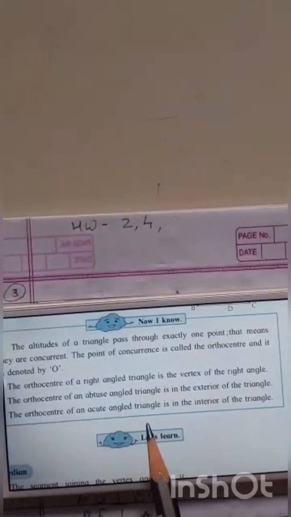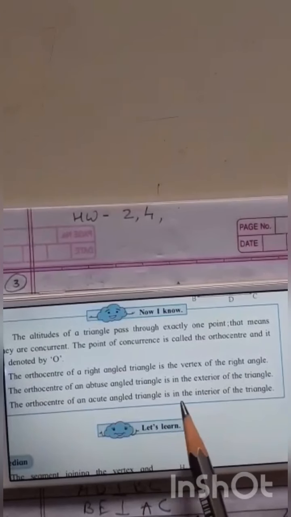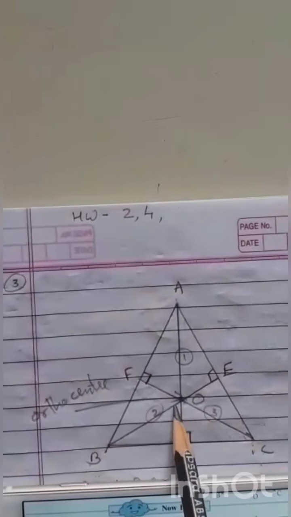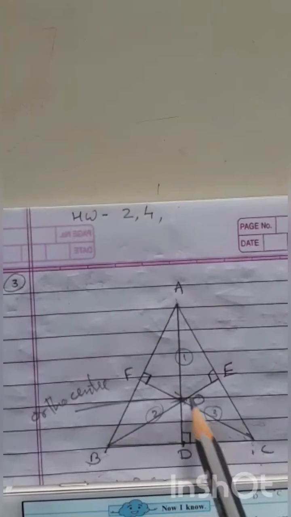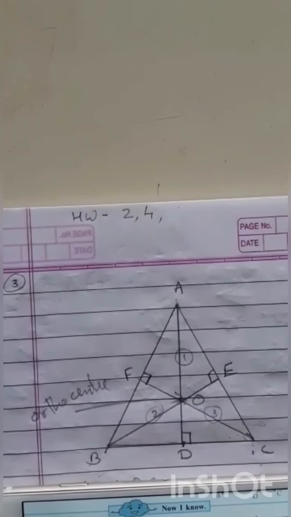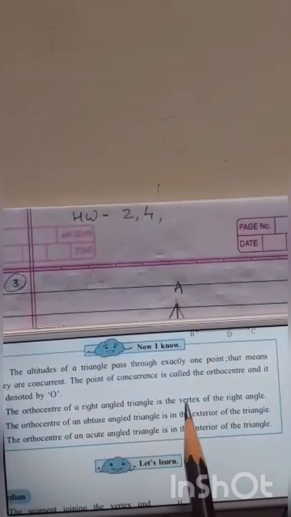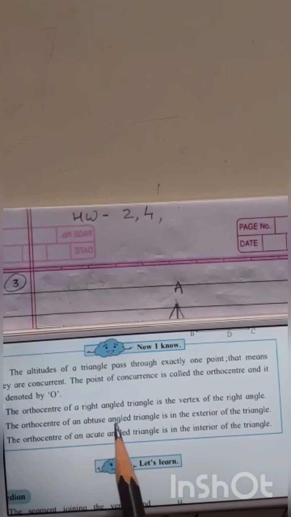The orthocenter of an acute angle triangle is in the interior of the triangle. So here we have seen it is inside this acute angle triangle. So we have studied where we'll find the orthocenters of all these triangles. For a right angle triangle it is its vertex itself, the orthocenter of an obtuse angle triangle is the exterior of the triangle, and the orthocenter of an acute angle triangle is in the interior of the triangle.